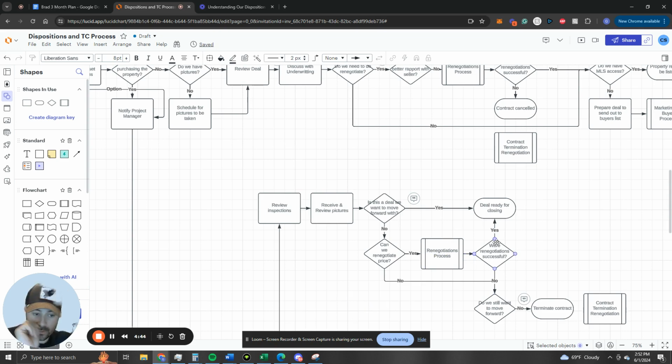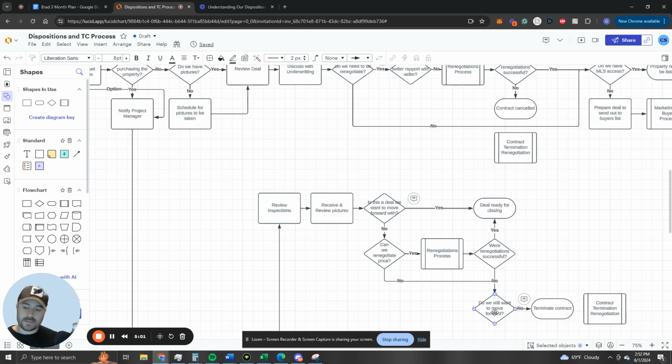Yes, picture perfect scenario. We went back and said we needed 30 grand off because the roof was caved in and there's mold everywhere. Yes, they were able to negotiate that, so we'll get ready for closing. If we cannot negotiate price, the seller says hell no, and the negotiations were not successful, do we still want to move forward?